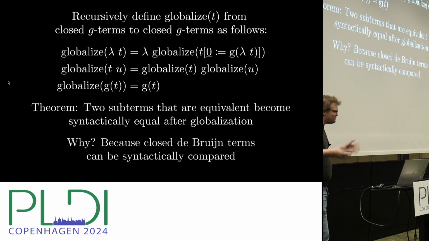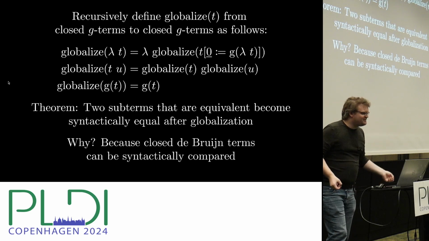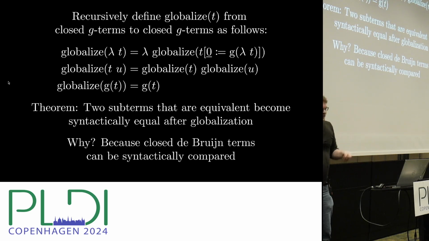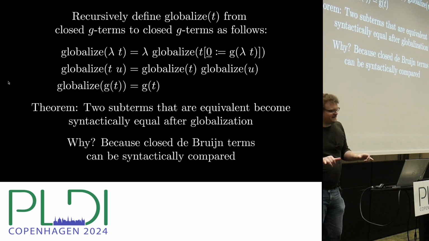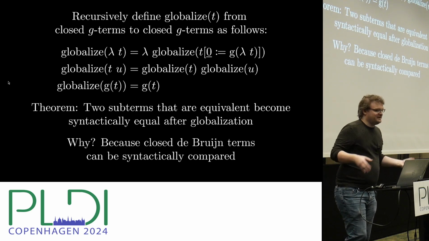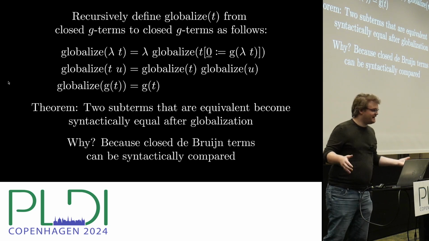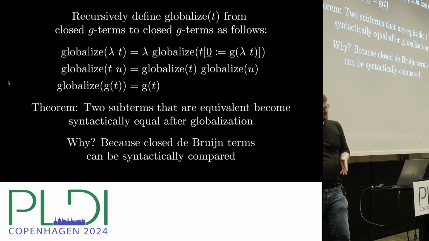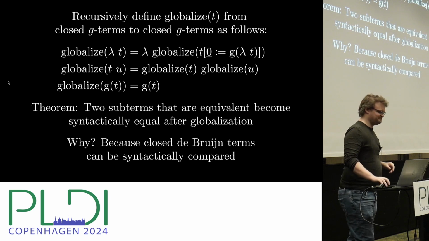Well, intuitively the reason is because whenever we do a substitution, we're substituting a closed term. And the rule with the de Bruijn indices is that as long as the terms are closed, you can already compare them syntactically. Now any subterm in our globalized term is closed, which means that any subterm can be syntactically compared with the de Bruijn indices that are in there. So that's the intuition. The actual proofs are a little bit more complicated.